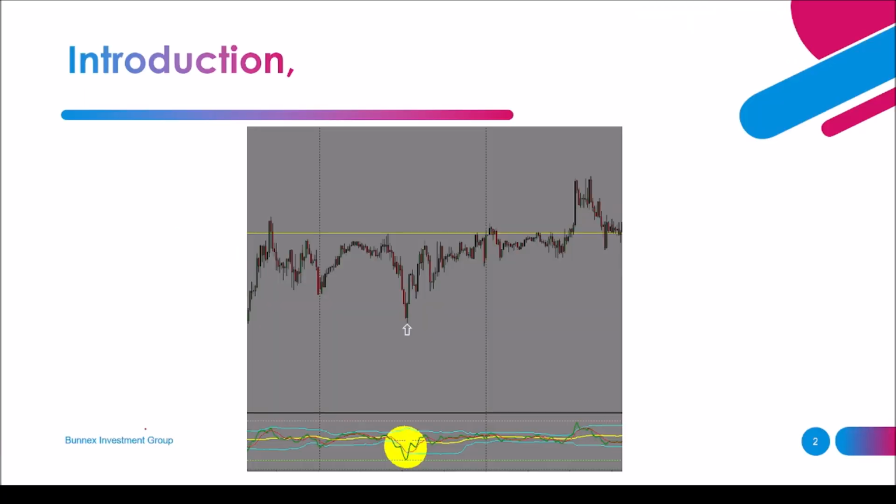By the end of this video, you will be able to catch entries like this, and you will also be able to get a free custom indicator which I'll provide you for MT4 as well as mobile. Sit back, relax, and have somewhere to take some notes.